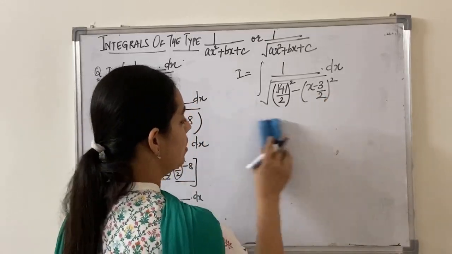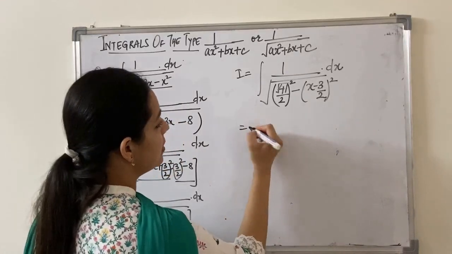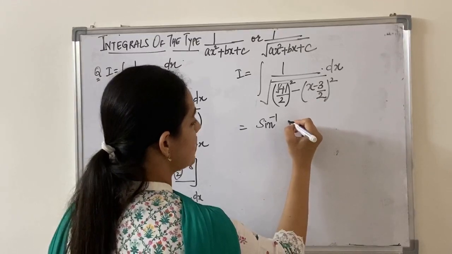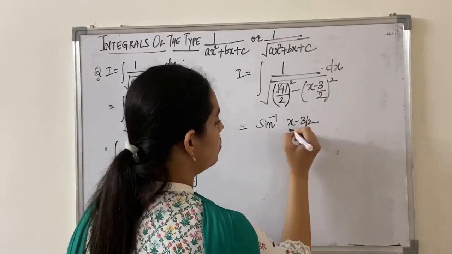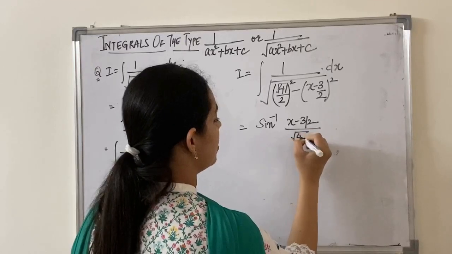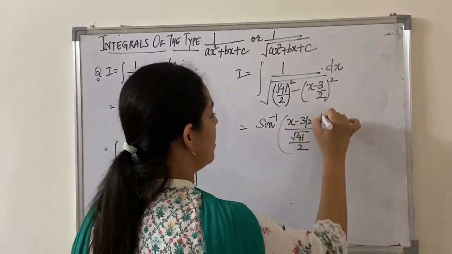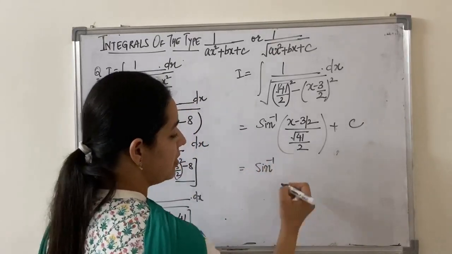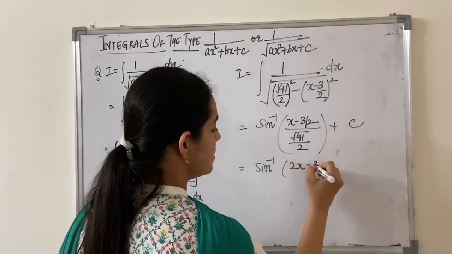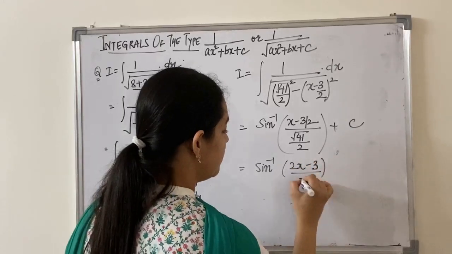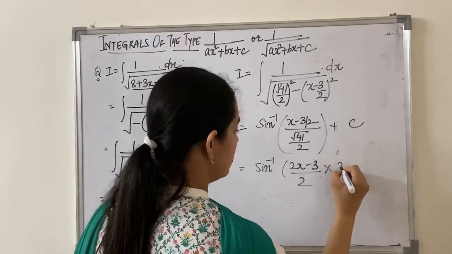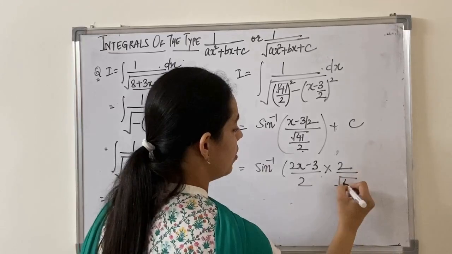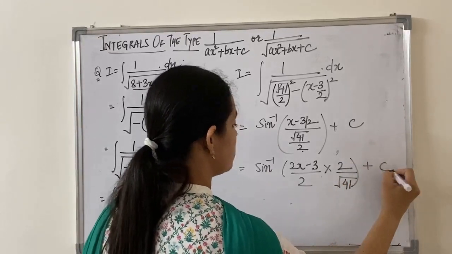So in that formula, we can write it as the sine inverse of x minus 3 by 2 upon under root of 41 upon 2 plus the constant of integration c. You can solve this one further. In the numerator you can write it as 2x minus 3 divided by 2, into, this 2 goes to the numerator, upon under root of 41 plus the constant of integration c.